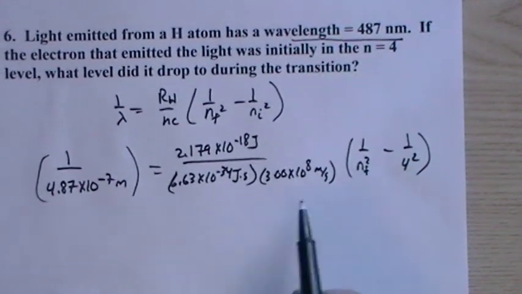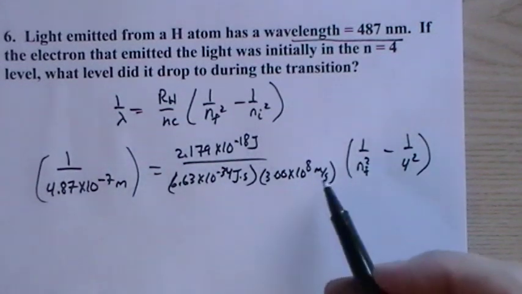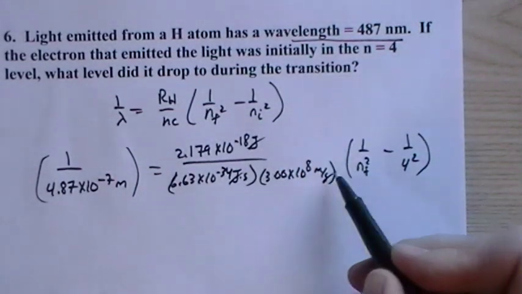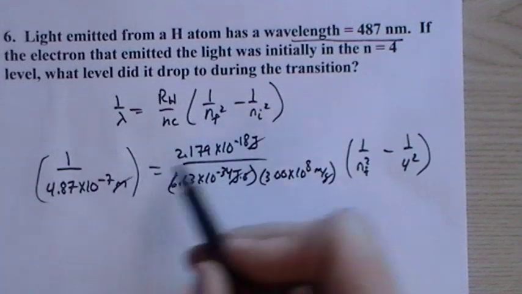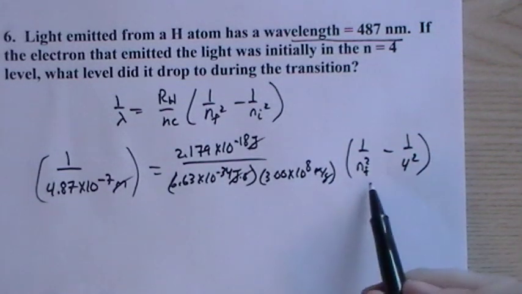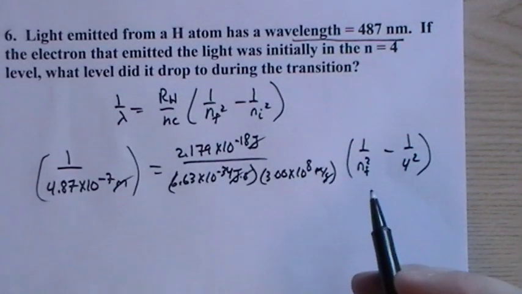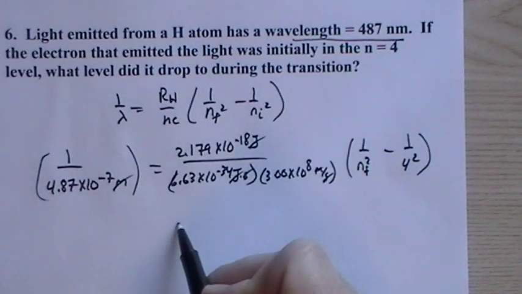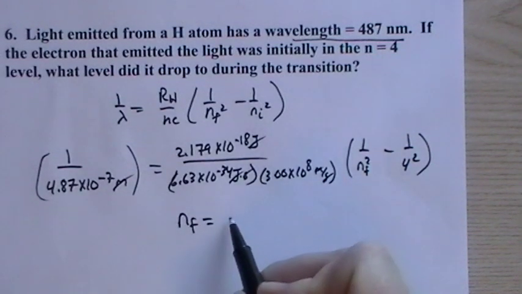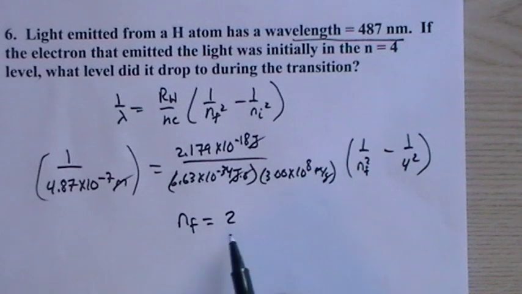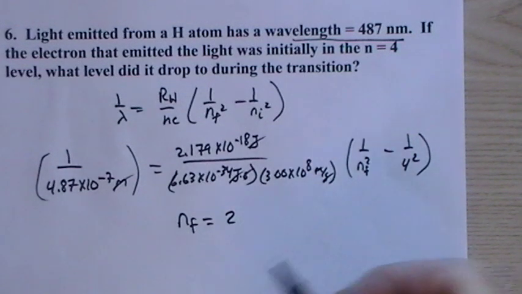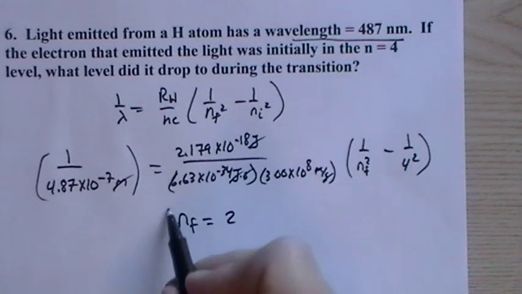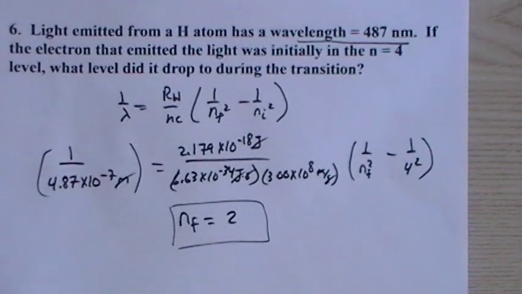To save time, it's just algebra here. You have to work everything through. Notice the meters cancel on either side, which they should because n is just a number. And when you get done with it, you're going to end up with nf is equal to 2. It comes out to be something like 2.0002, but it has to be an integer. So when you're done, you have to round to that integer.